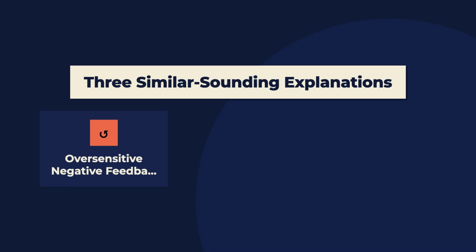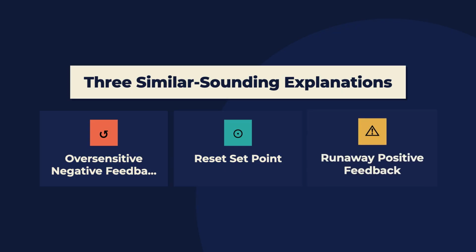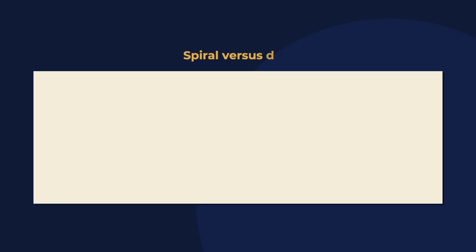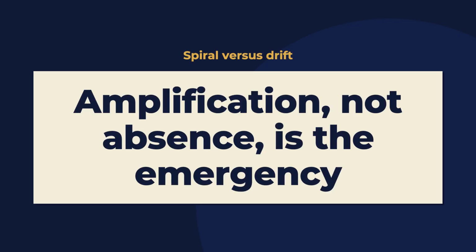Only one of three similar-sounding explanations produces a true emergency. Oversensitive negative feedback still pushes the variable back toward normal. A reset set point, like fever's initial rise, defends a new target. Only runaway positive feedback drives the variable away with nothing to stop it, and only that one requires outside intervention. Exam language about spirals, vicious cycles, or deterioration that continues until treatment points to positive feedback. Drift means correction is missing. A spiral means correction has been replaced by amplification, and that difference is what makes it the emergency.